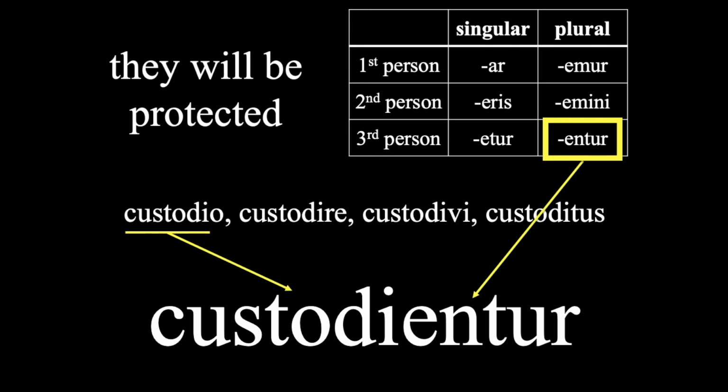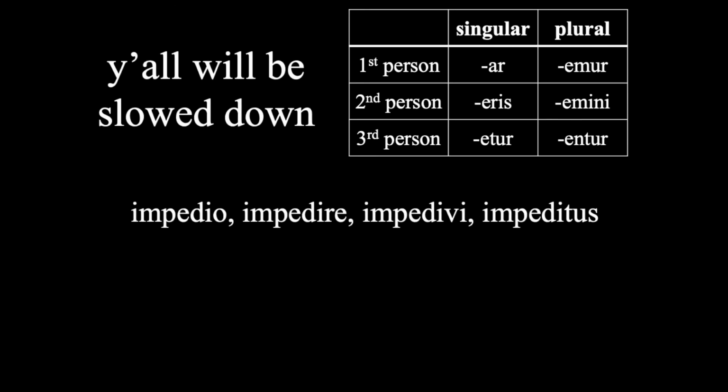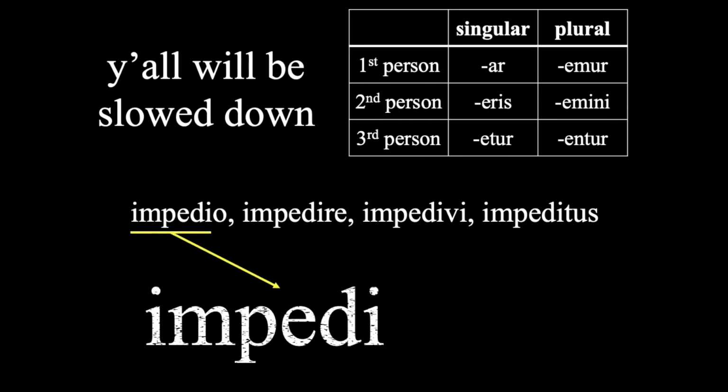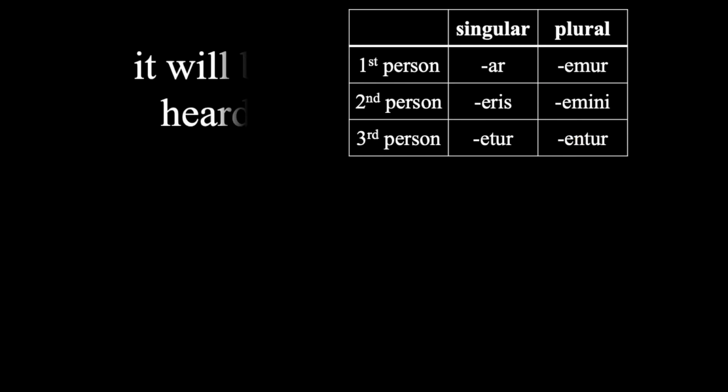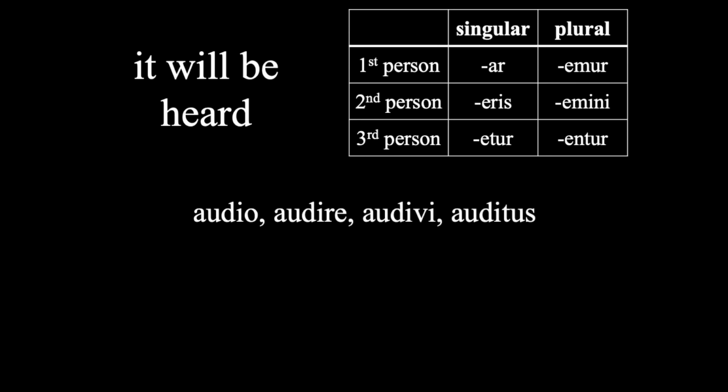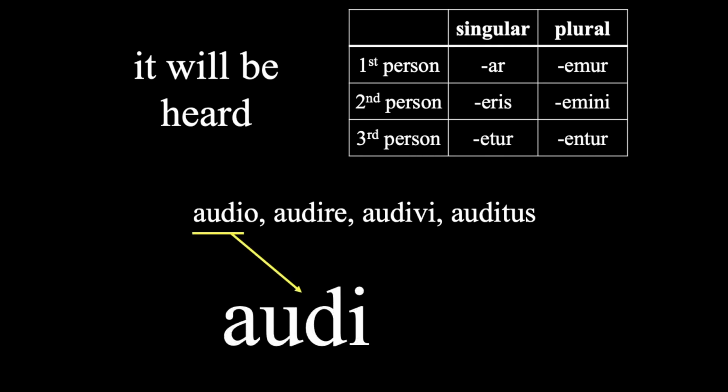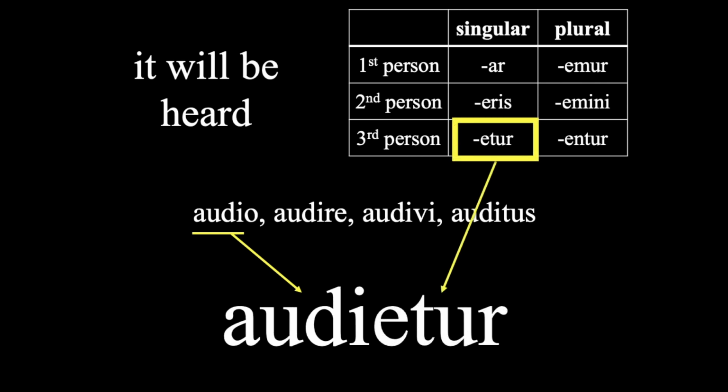Okay, next, y'all will be slowed down. Again, drop the o. There's our base. We'll add the second person plural ending, and we get impediemini. And one more. It will be heard. Again, an IO verb, since it's fourth conjugation, we will drop the o. There's the stem right there. We'll add the third person singular ending this time, and the answer is audietur.